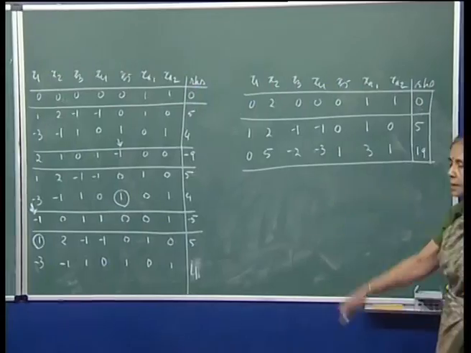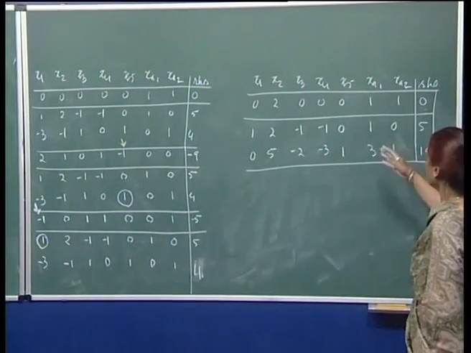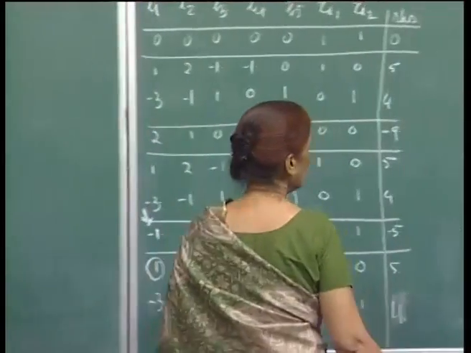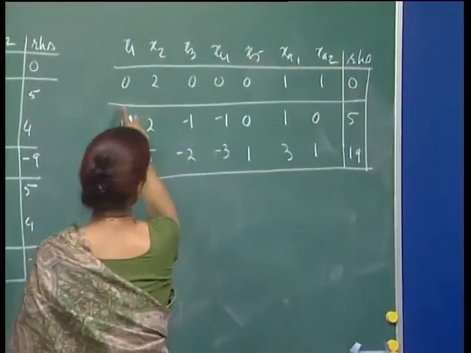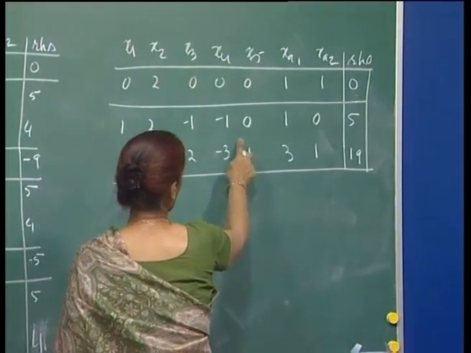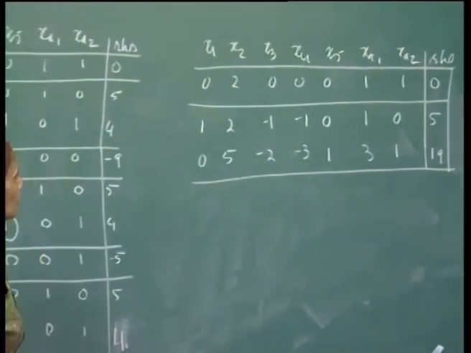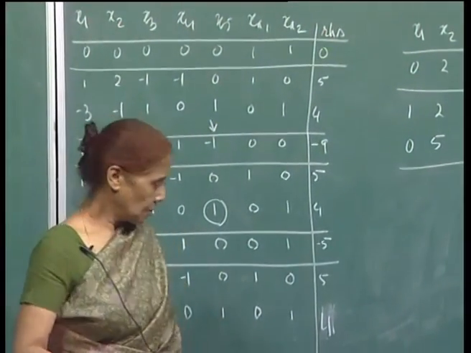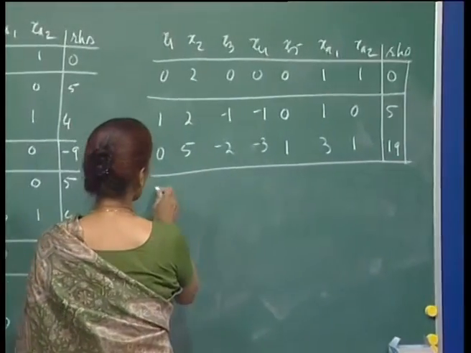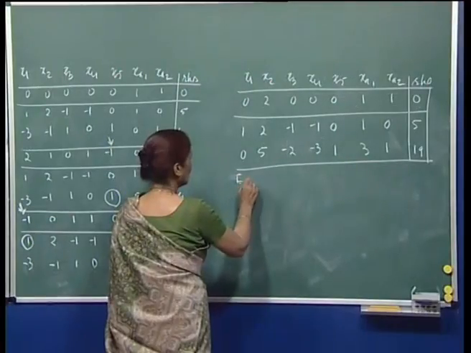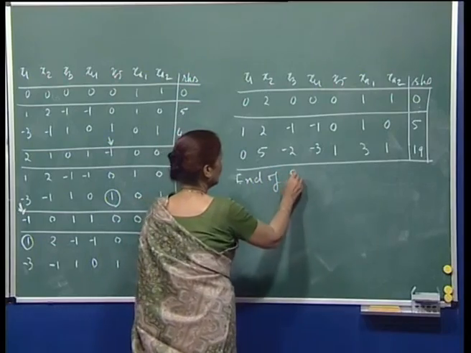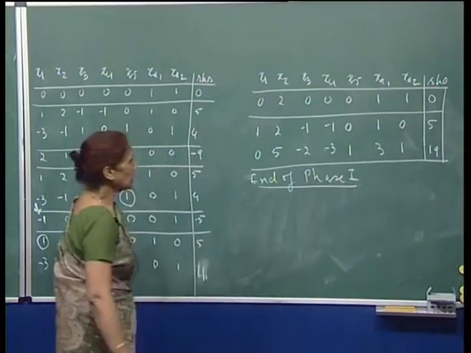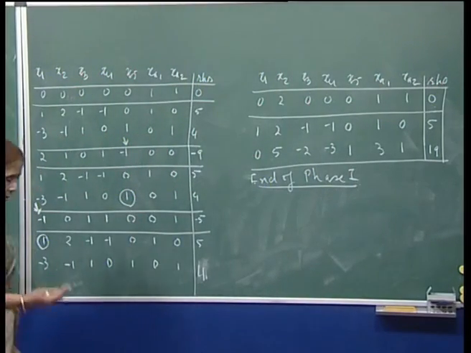That means your min psi is 0 now, right? And therefore I have arrived at a situation where the basic variables are x1 and x5. There is no artificial variable in the basis, and so I'm fine. My phase 1 ends here. This is the end of phase 1, and I can begin my phase 2.